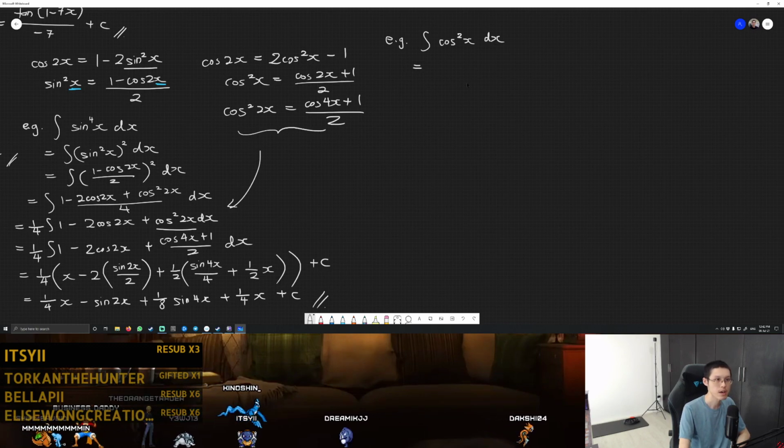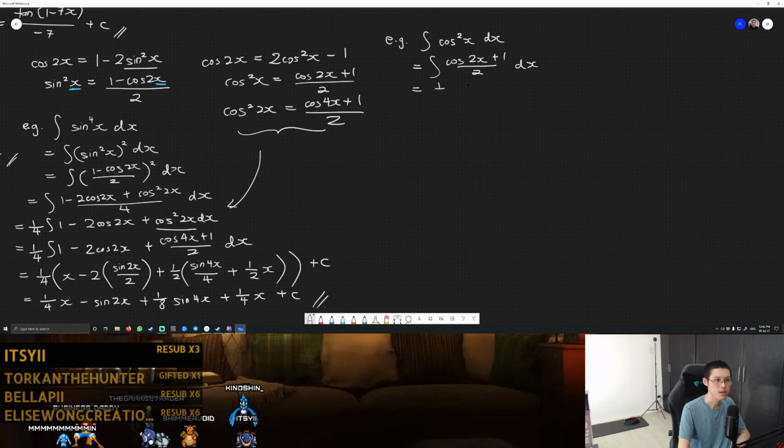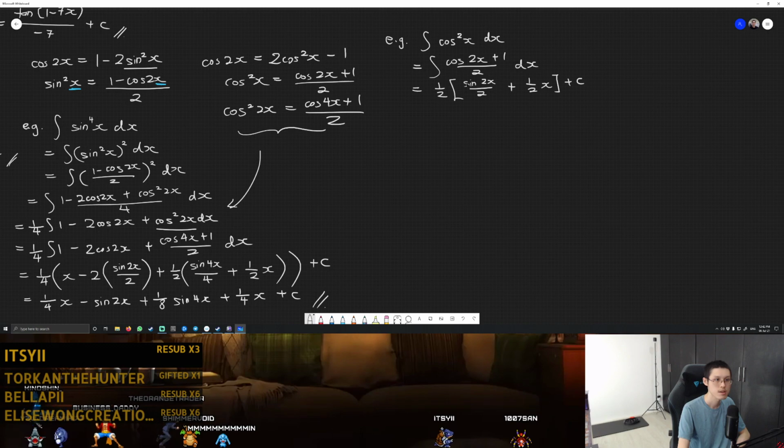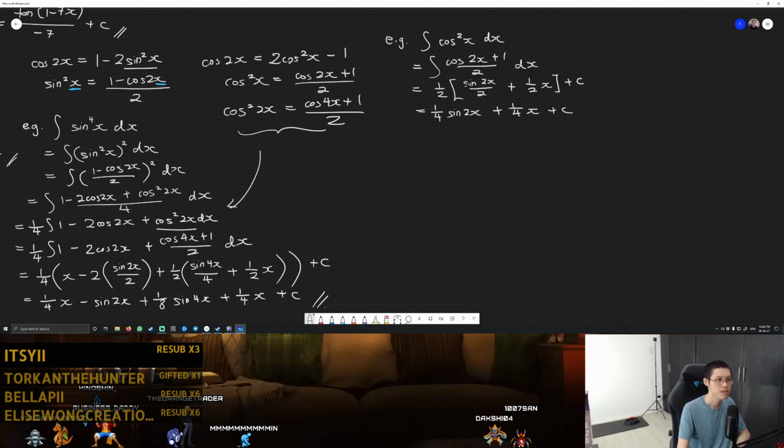Okay, so we're going to get cos 2x plus 1 divided by 2 dx. And then you take the half out and then you integrate, which means you're going to get sine 2x over 2 plus 1 over 2x plus c. And done. There we go.